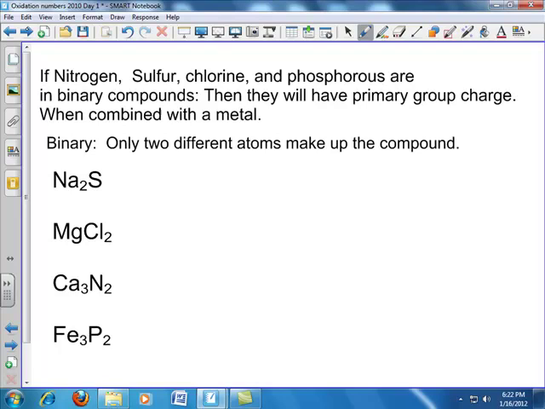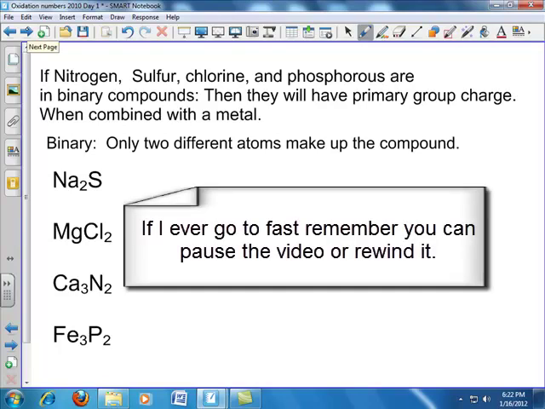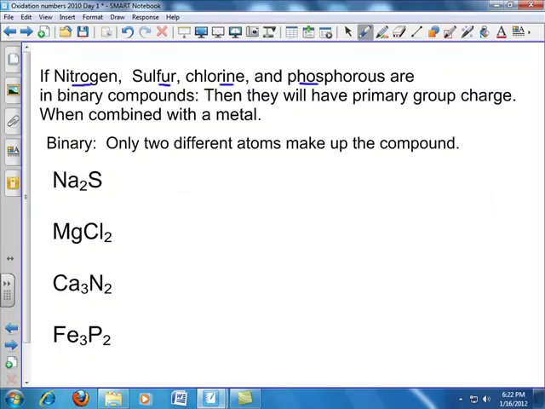Okay, and so what I'm going to do here is, first of all, talk about when they won't change. Okay, so if I have nitrogen, sulfur, chlorine, and phosphorus, and they are in what are called binary compounds, okay, they will have the primary group charge. And what I mean by that is, okay, if nitrogen is in group 15, that primary charge is -3. Okay? Phosphorus is also in group 15. Its primary charge is -3. And sulfur is in group 16, and its primary charge is -2.